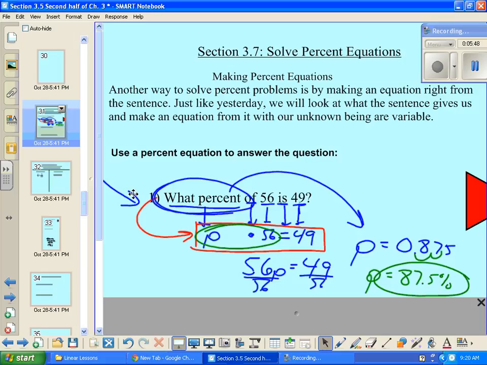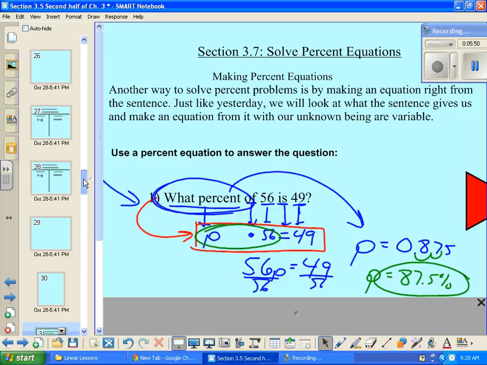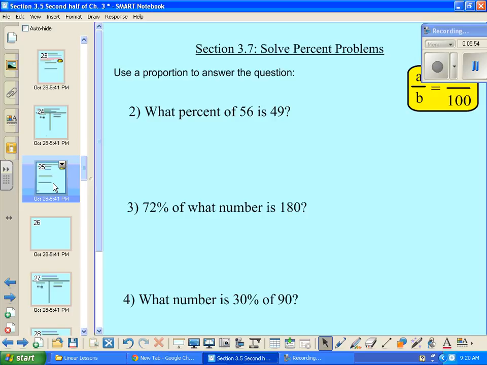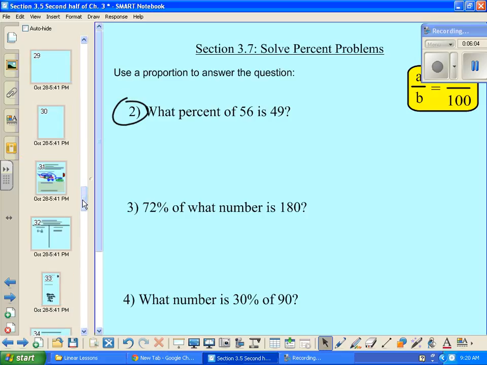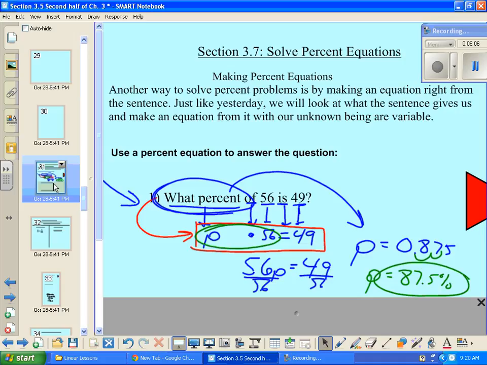So again, notice with the method that we're going to use today, I can still get to the same answer as yesterday. If I scroll back, we did solve this problem yesterday. Here it was right here. We end up getting the answer P equals 87.5, and in the proportion method, once I solved the proportion, I just got P equals 87.5.